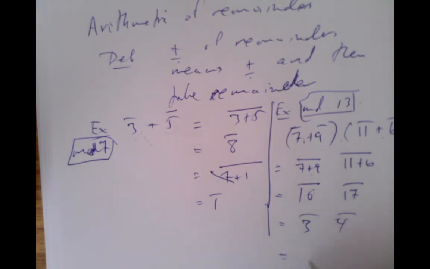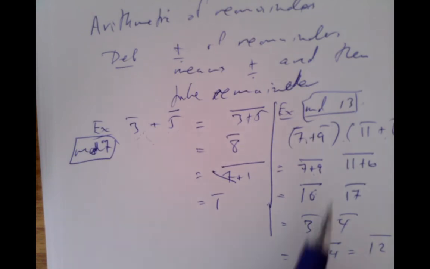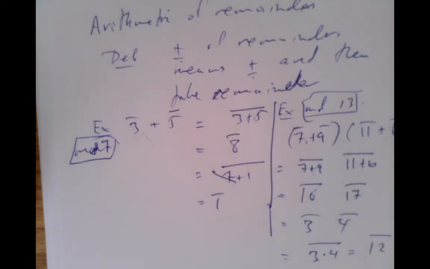And then that leaves us with the remainder 3 and the remainder 4. You multiply them by multiplying the numbers 3 times 4 and then taking the remainder. But the number 3 times 4 is 12, and that is the answer. That's the remainder, because it's got rid of all the 13s already. Okay, so that's how we can add remainders and how we can multiply remainders. So here we've added and as well multiplied. So we can see how to do arithmetic with remainders.